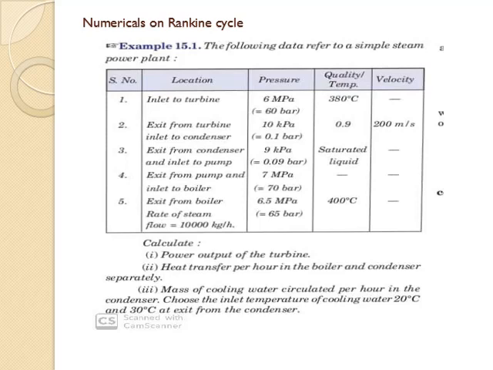Today, let us solve some numericals on Rankine cycle. The problem is like this. The following data refers to a simple steam power plant. Using these data, we need to calculate the power output of the turbine, heat transfer per hour in the boiler and condenser separately, and thirdly, mass of cooling water circulated per hour in the condenser. So these are the three things we need to calculate using this table.